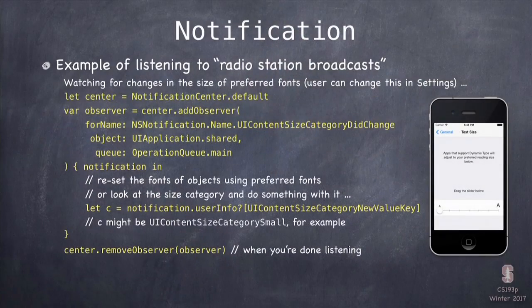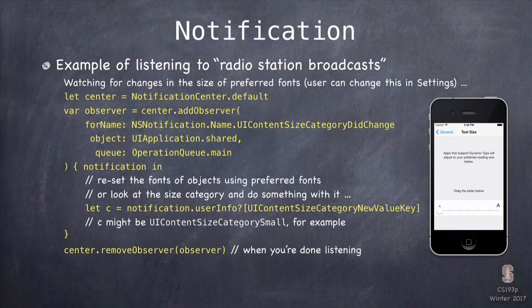So I find out by signing up to listen to this radio station with addObserver, okay? And here I'm saying I'm only interested if the UIApplication object sends it. I could probably put nil there, actually, because I don't care who sends this. I know it's going to be the application object, but I don't really care. And I'm going to execute this on the main queue because I'm going to do UI things, for sure, in reaction to that size category changing. And then inside my closure, I look at the notification's userInfo dictionary there. I'm looking for the key called UIContentSizeCategoryNewValueKey. And I found out about that by looking in the documentation under NSNotification.Name.UIContentSizeCategoryDidChange.